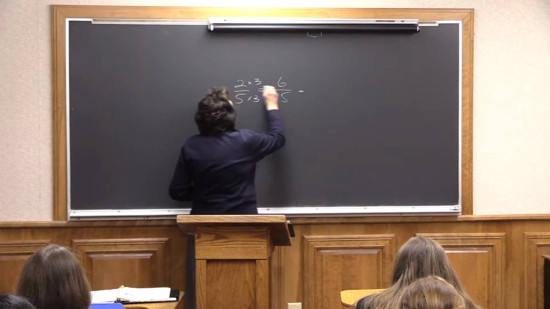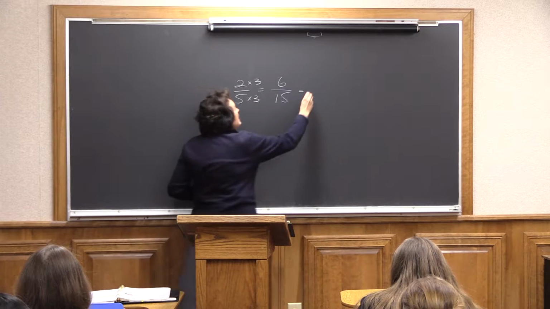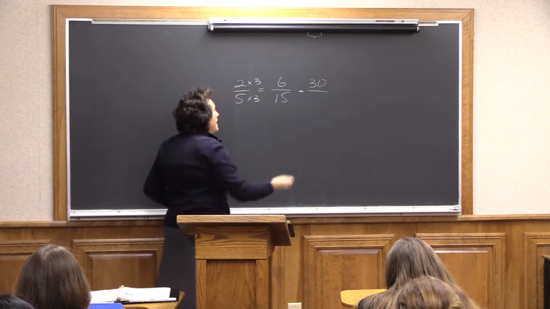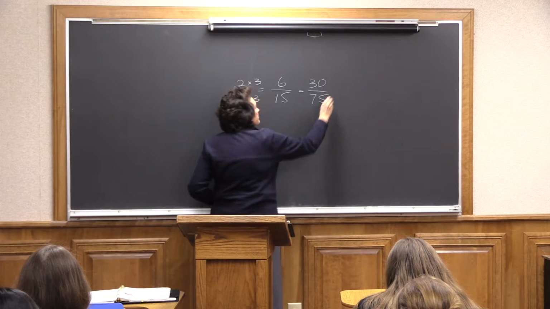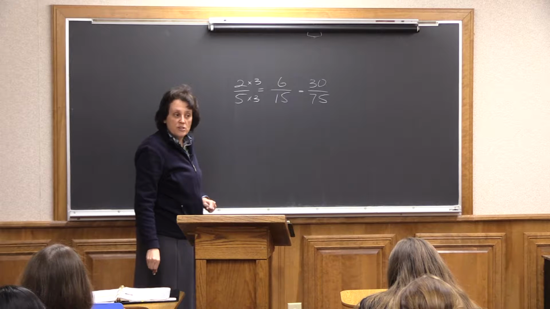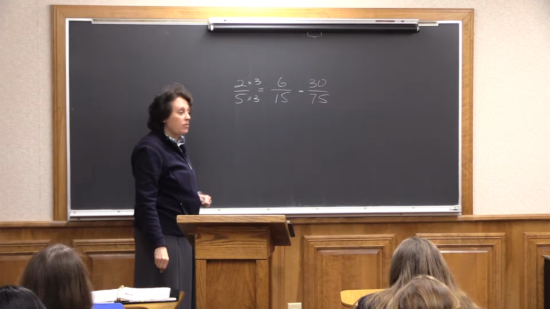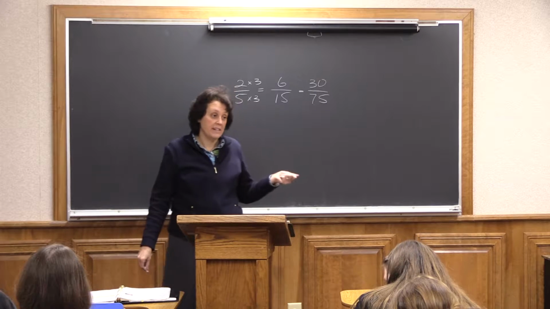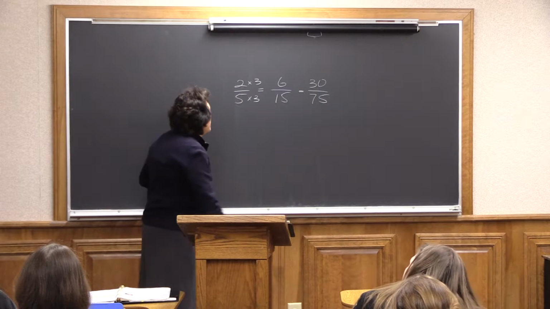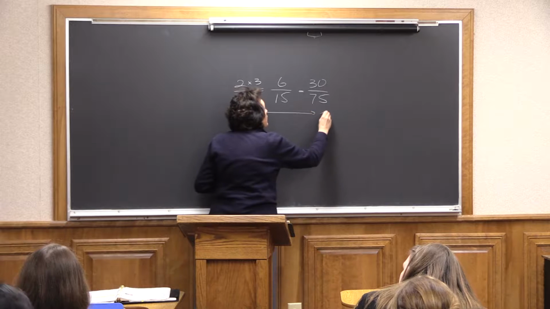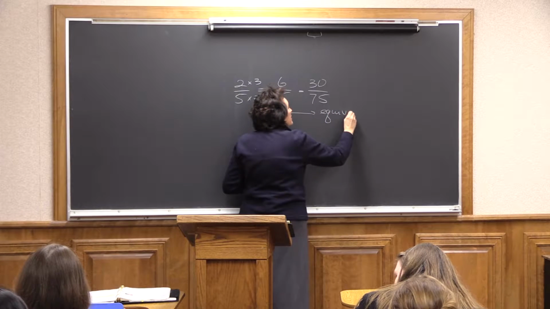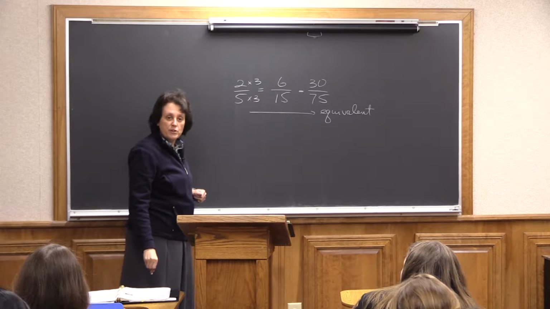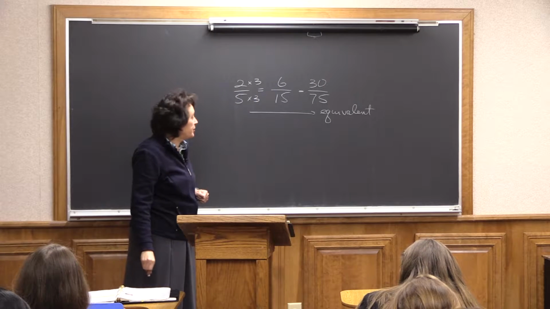I can keep going. I can multiply 2 by 15, and then I multiply 5 by 15. It doesn't matter. As long as I multiply or divide the numerator and the denominator by the same quantity, the fraction will be equivalent. So here I'm forming equivalent fractions by multiplying the numerator and denominator by the same value.